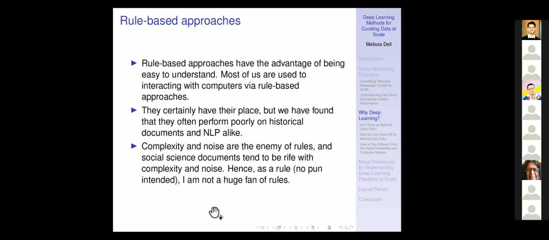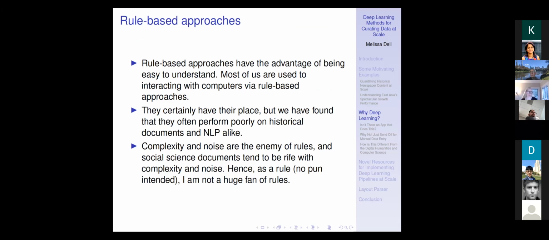And rule-based approaches, I think, are easy to understand. Most of us are used to interacting with computers via rule-based approaches. We write down something that we tell Stata to do, and then Stata executes it. They definitely have their place, but we found that they often perform poorly in our context. And that's really because complexity and noise are the enemy of rules. And our documents, our data, are full of complexity and noise.